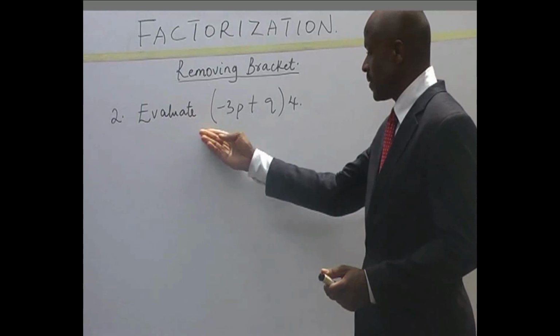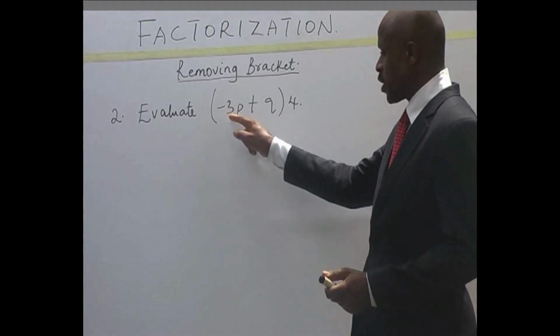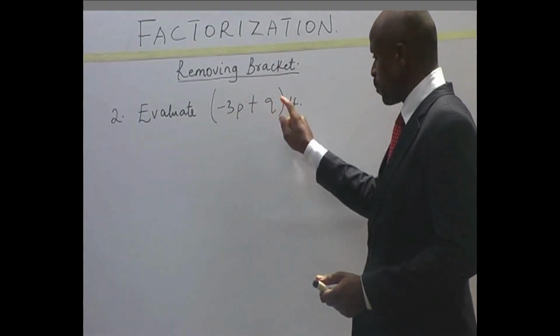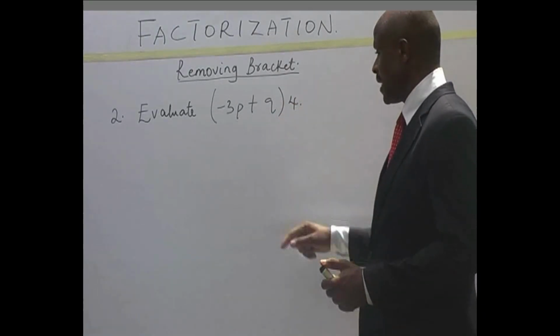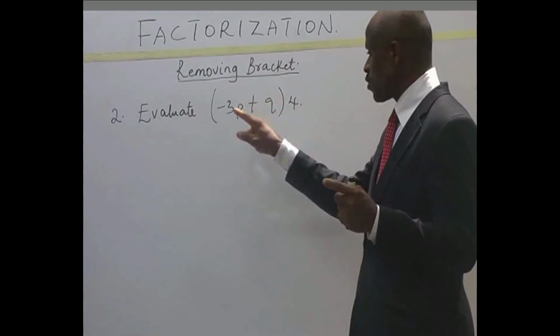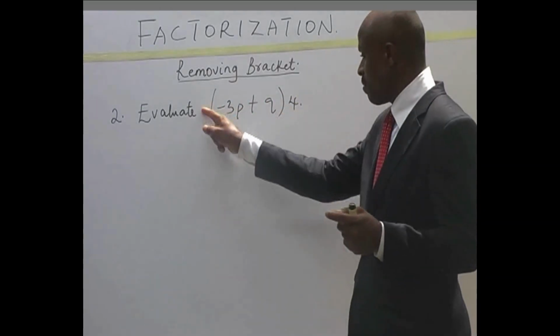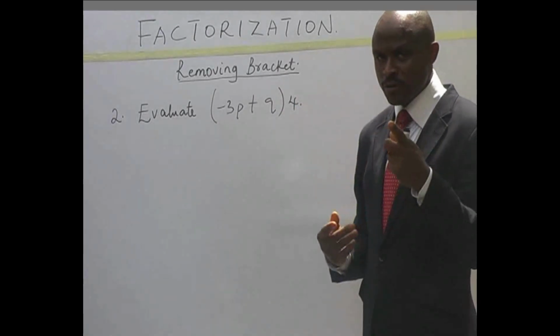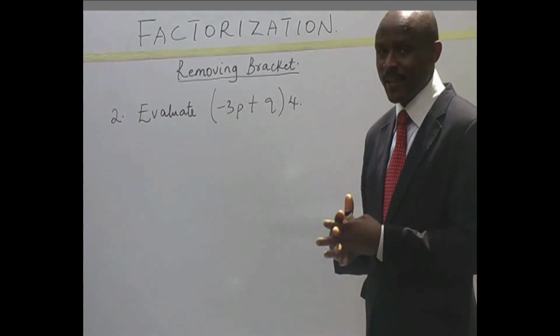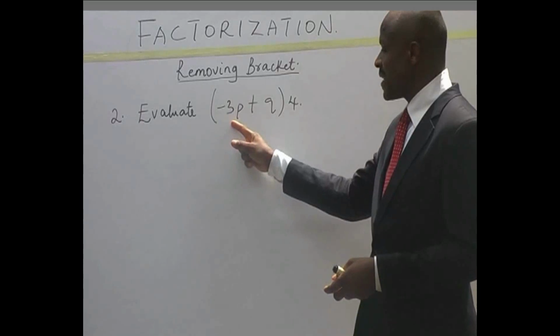The second question is this. They say we should evaluate inside bracket minus 3p plus q, bracket closes. Outside the bracket, you see 4. This is just the other way. The first one we did, we had a figure before the bracket. Now we are having it behind the bracket. They're just trying to confuse you. They all mean the same thing.